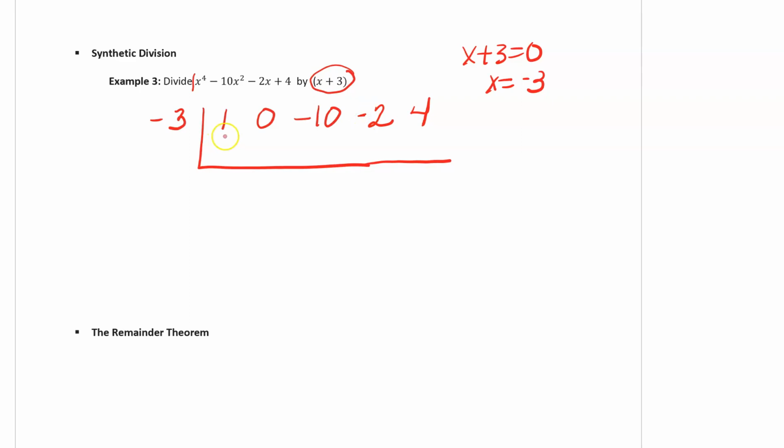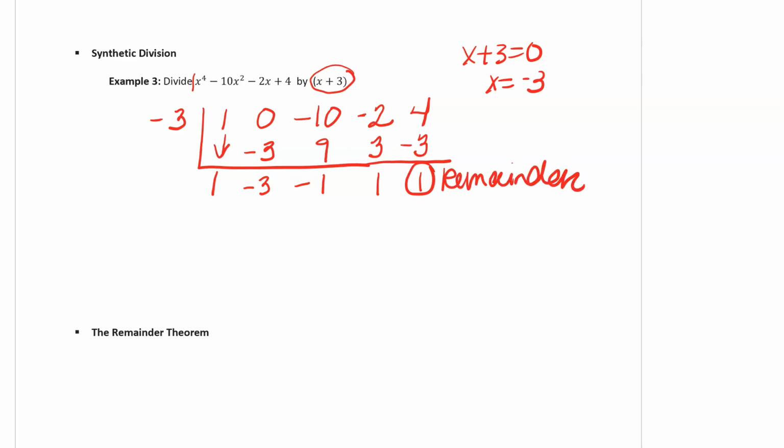Now this goes a little bit quicker. You're going to bring down the first term. You're going to multiply these two together. Negative 3 times 1 gives me negative 3. And then add vertically to give you negative 3. Multiply to give you positive 9. Add vertically to give you negative 1. Multiply negative 3 times negative 1 to give you positive 3. Add vertically to give you 1. Multiply gives you a negative 3. Add to give you 1. And this would be your remainder.